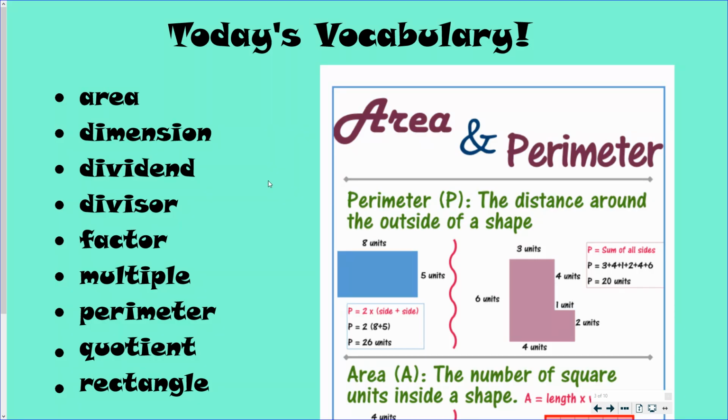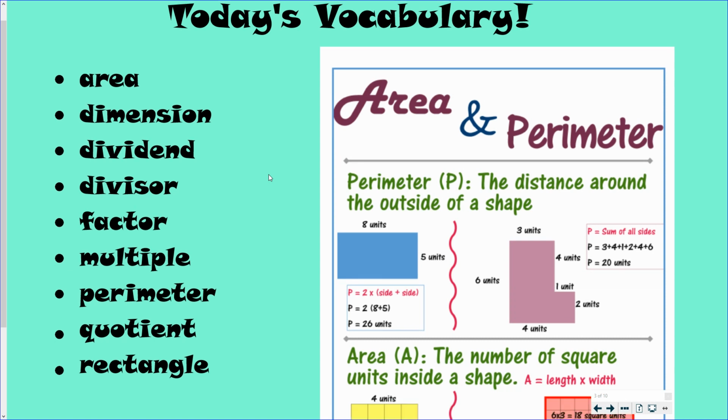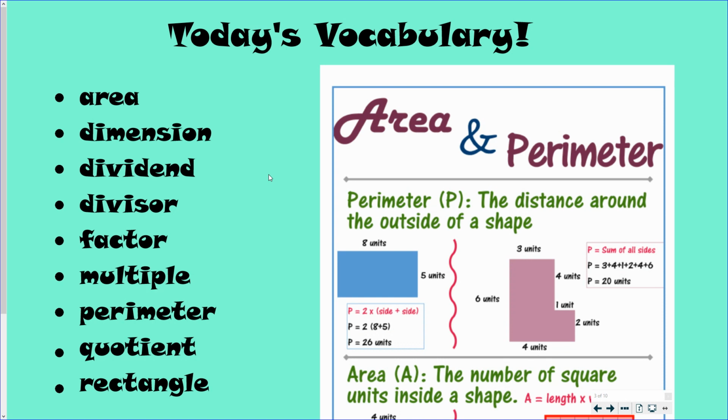Some of today's vocabulary are area, dimension, dividend, divisor, factor, multiple, perimeter, quotient, and rectangle. None of this is new vocabulary to you. You've seen it before, either in previous units or as we have talked about it so far on this unit.